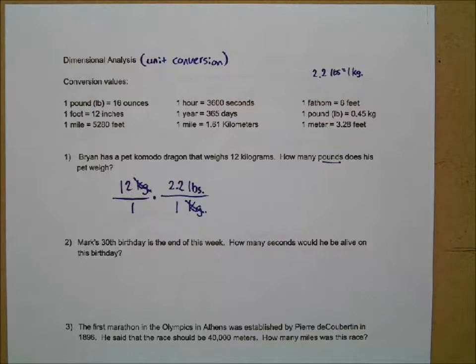So in summary here, we started with 12 kilograms. I put it over 1, just making a fraction here. We wanted the kilograms to cancel. We wanted to change out of kilograms. So we put another fraction over here, 1 kilogram and 2.2 pounds.